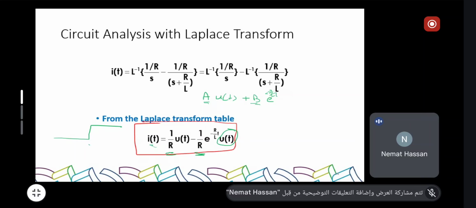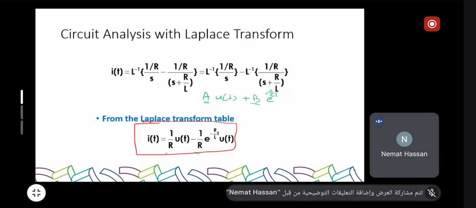u of t basically makes everything prior to t equals 0 be 0. Make sense? So this is the whole thing. Now I'd like to ask you to pay close attention to this formula.